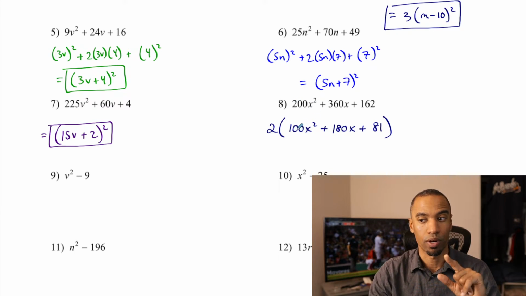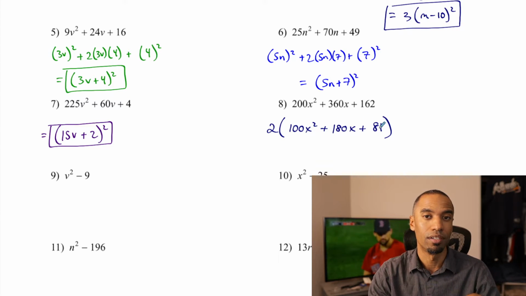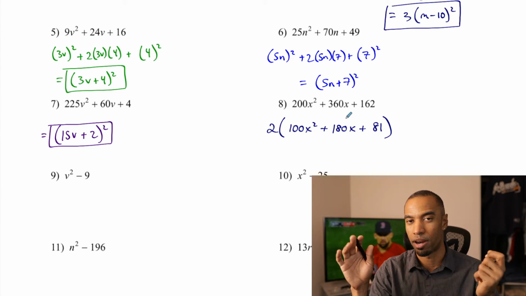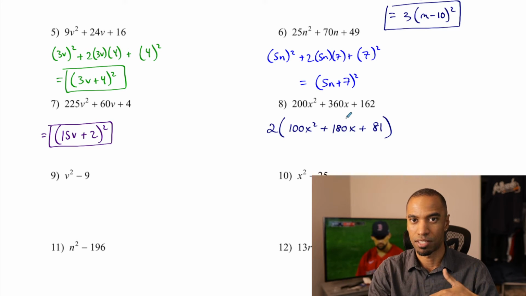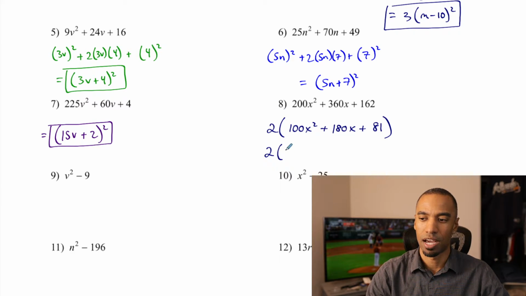But if you notice, 100 is 10 squared and 81 is 9 squared. Is 180 double the product of 10 and 9? Yep, 10 times 9 is 90, doubled is 180. So that does become (10x + 9) quantity squared.